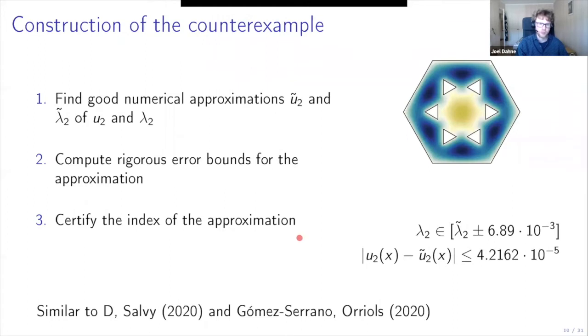Another important part, which is quite a large part of the proof, is that we need to certify that the approximation we have indeed corresponds to the second eigenfunction, that the index is the correct one. So that's part of the conjecture. In the second step, when we compute error bounds for our approximation, they do not tell us anything about the index. So we need to use some other methods to certify that our approximation indeed corresponds to the second eigenvalue. And actually most of the work is in this part, let's say.